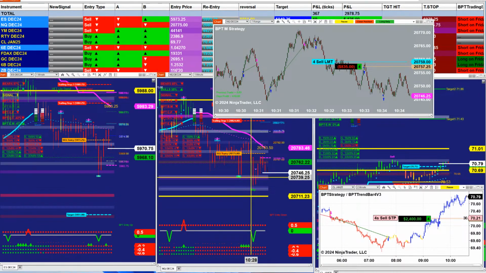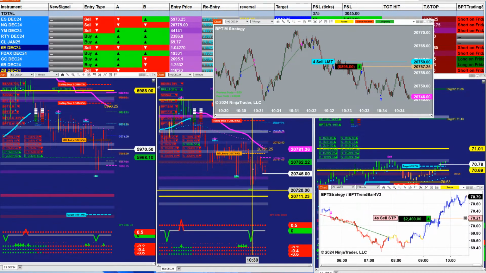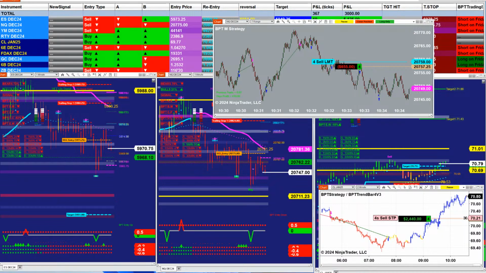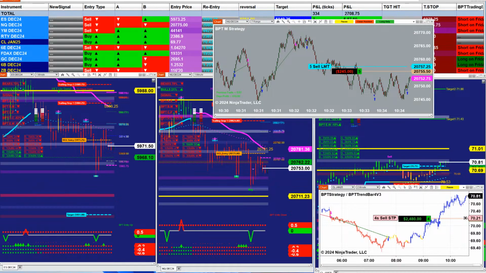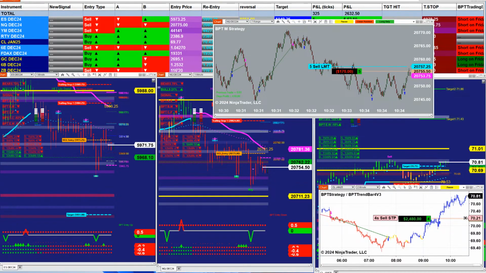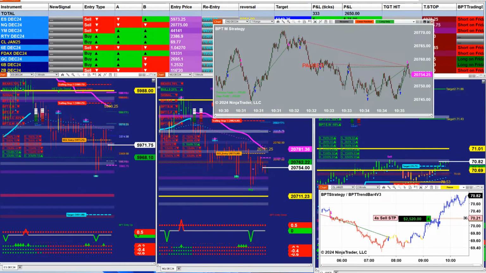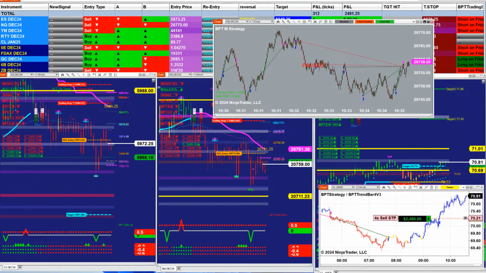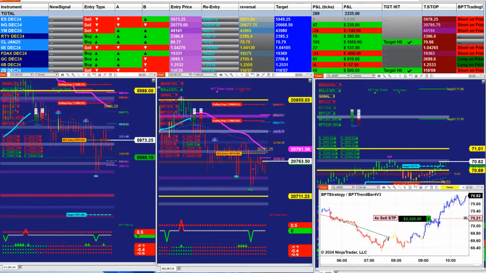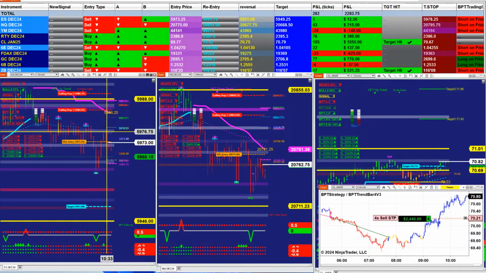The problem is here's the support 20,739 and here's the support 20,720. Jesus Christ. Okay, pause. I'm going to pause it. It's 415 plus. And I'm going to pause it a little bit to see what in the hell this market wants to do, because on the ES there is no trade.